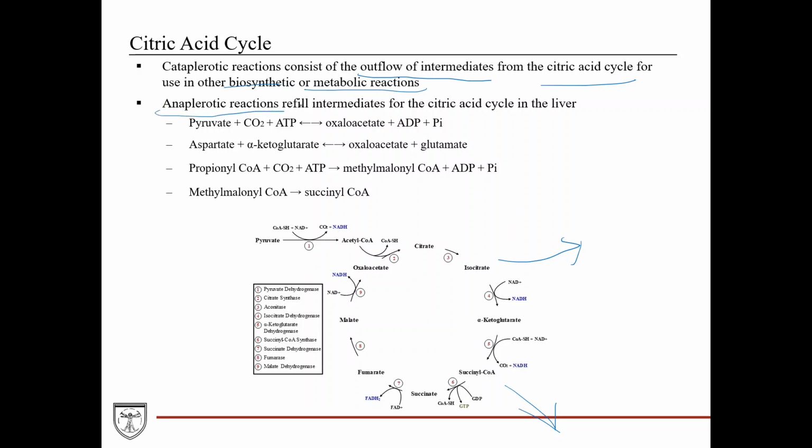And then you have anaplerotic reactions, which essentially refill those intermediates for the citric acid cycle in the liver specifically. So these reactions happen in the liver. And these are 4 examples of those, and we'll go through each of those over the next few slides.